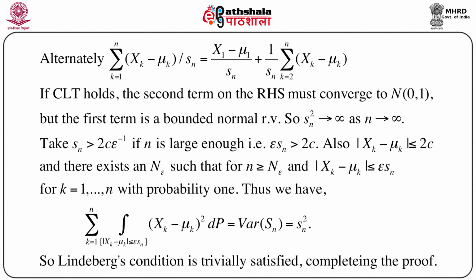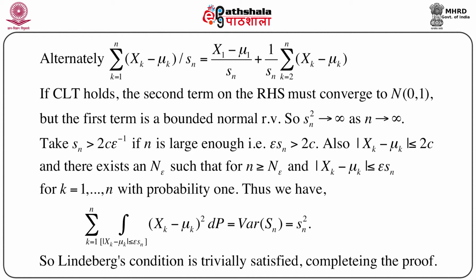So if we divide both sides by Sn square, the left side would be equal to 1, because we are taking the integral over modulus of Xk minus mu k less than or equal to epsilon Sn. So if we consider the integral over modulus of Xk minus mu k greater than epsilon Sn, this should go to 0. This should be equal to 0 in fact. So Lindeberg's condition is trivially satisfied, and so that is the proof of this lemma.